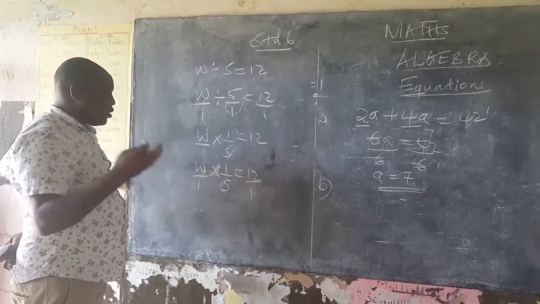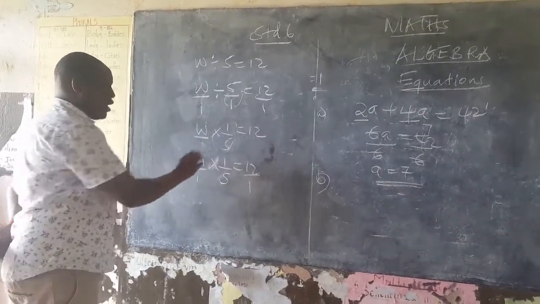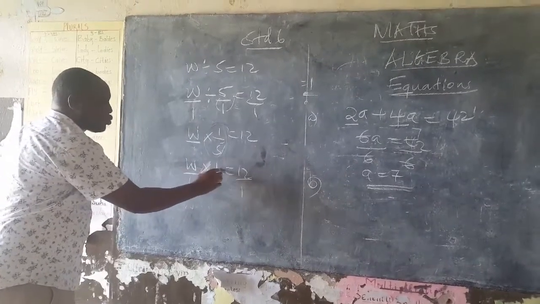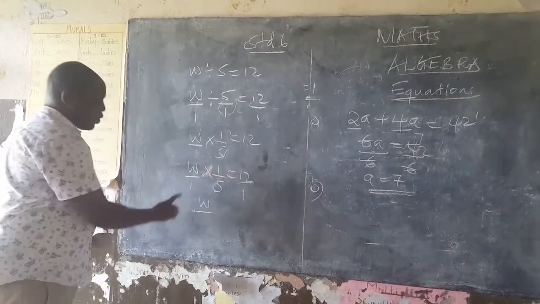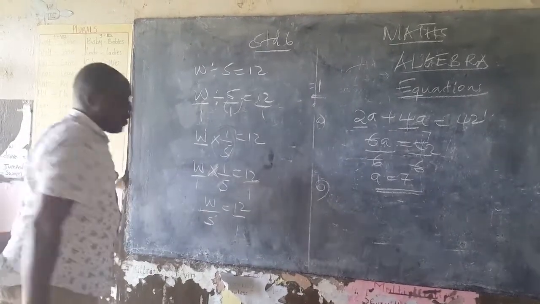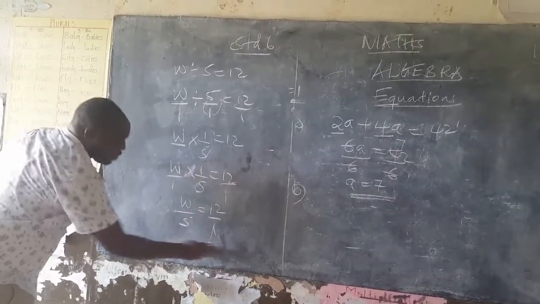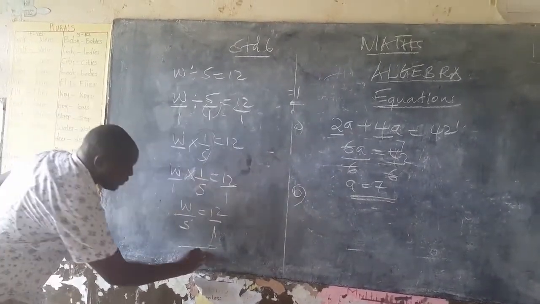But in this case, if you want to get this, we must multiply the numerators alone. The numerators will be W times 1, which is W, over 1 times 5, which is 5, is equal to 12 over 1. So now we have an LCM of 5 and 1. So we are going to get the LCM as 5.